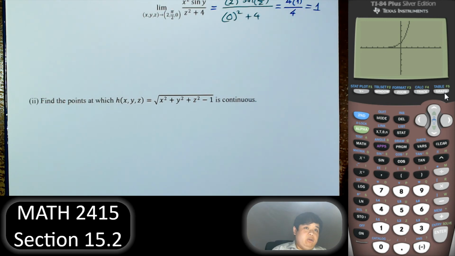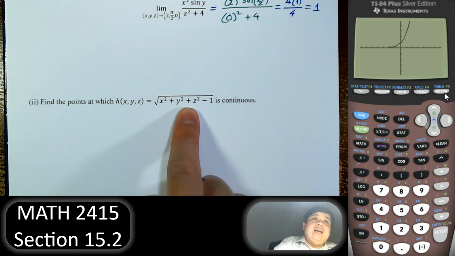Remember, I said I listed all those functions before. Polynomial, square root, a rational function, trigonometry, log, exponential. Those functions are continuous whenever they are defined. So we just need to make sure that this function is defined, then it will be continuous. We don't have to worry about the limit.